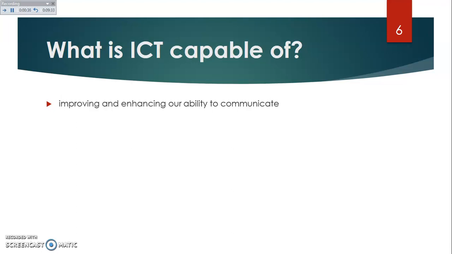So amongst other things, ICT is capable of improving and enhancing our ability to communicate. So today it is really easy. You take your cell phone, you WhatsApp someone, and you will instantly, if they are online, get a response from them. You don't have to write a letter, send it by post, wait 6 weeks, and then wait another 6 weeks for them to reply. So basically in about 3 months' time, you will get a response on a letter that you may have sent in the past.